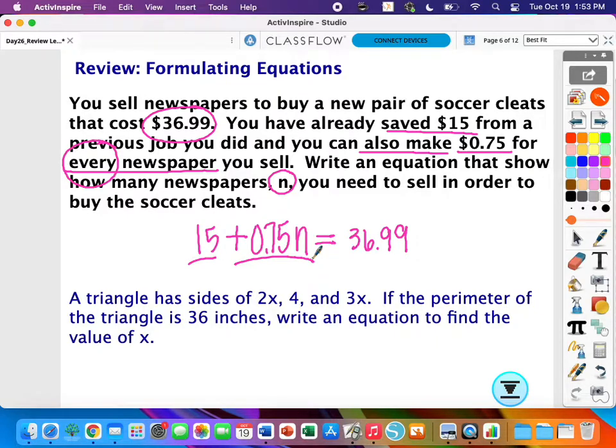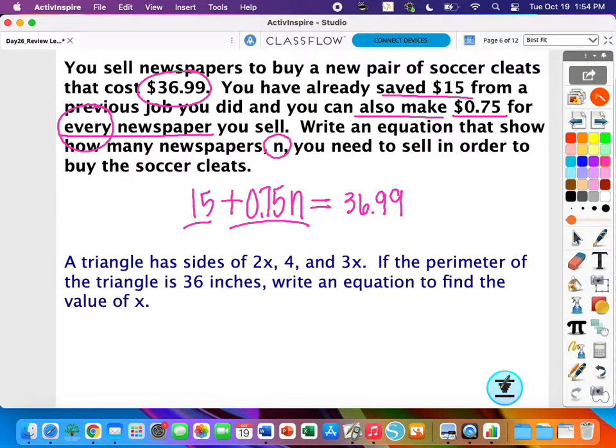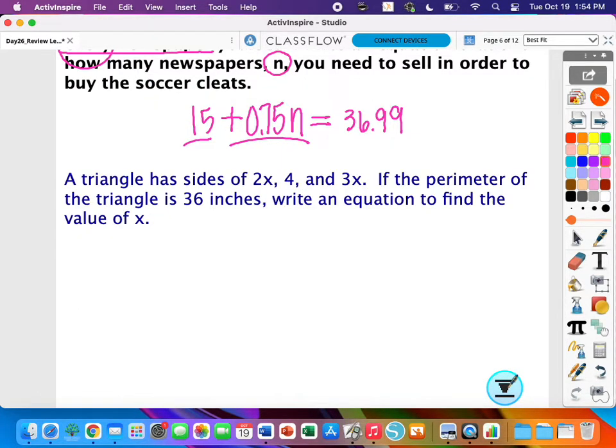Okay? Number 2, a triangle has sides of 2x, 4, and 3x. If the perimeter of the triangle is 36 inches, write an equation to find the value of x. Well, first of all, we need the total. The total in this is 36. How do we know it's the total? Because it talks about it being the perimeter, and perimeter is a total.